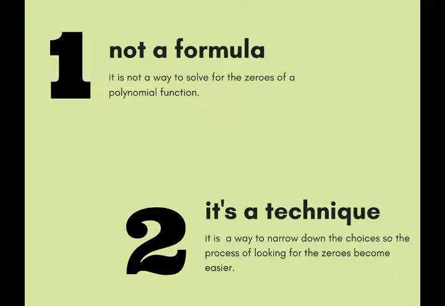Before we proceed with the tutorial, we must know that the multiplicity rule, upper bound and lower bound, is not a formula to solve a polynomial equation. However, it is a way to narrow down the number of choices. It is somewhat a technique to shorten the process.